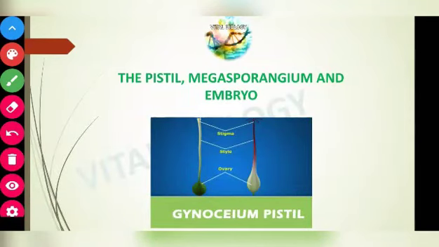Hello everyone. Welcome to the Vital Biology classes. In the last class, we stopped at the male reproductive organ in the flowering plants, right? In that we studied about the stamen, microsporogenesis, microsporangium, and the pollen grains. So today let us start with the female reproductive organ in the flowering plants, that is about the pistil, megasporangium and embryo.